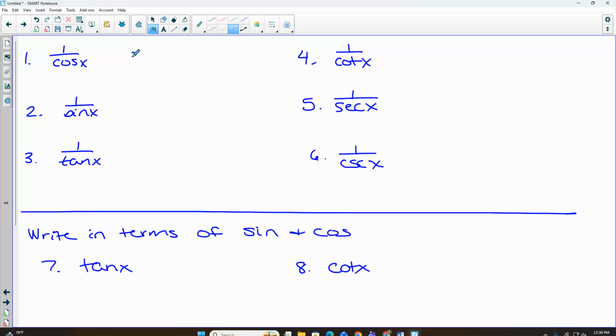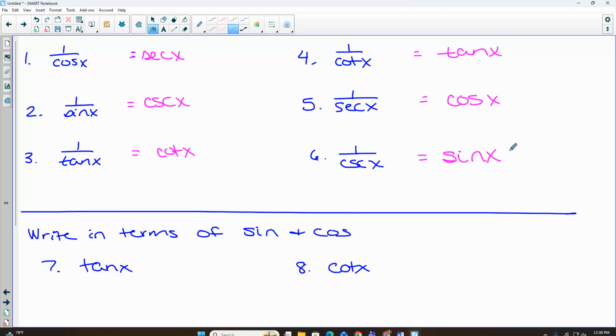What is the reciprocal of cosine? What's 1 over sine? What's 1 over tangent? What's 1 over cotangent? 1 over secant. And 1 over cosecant.